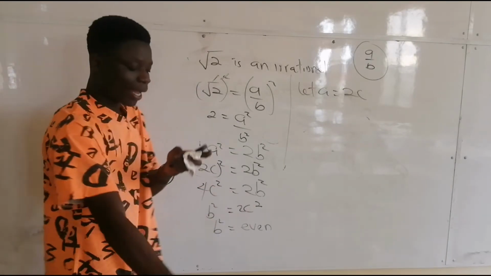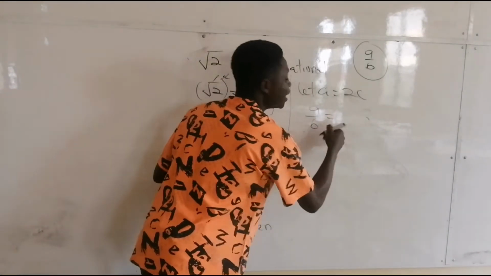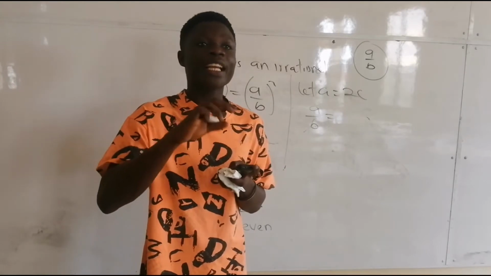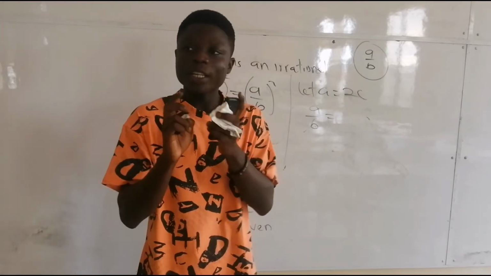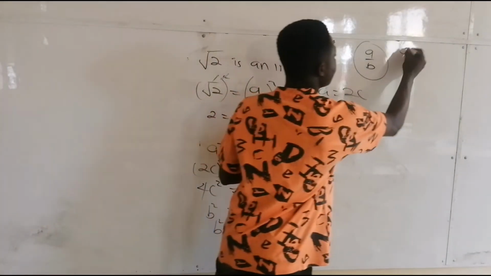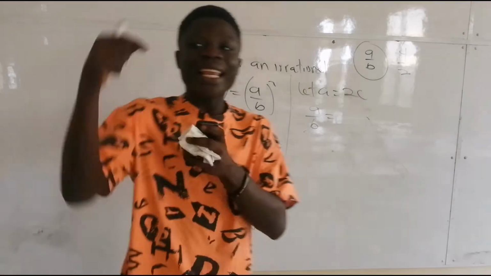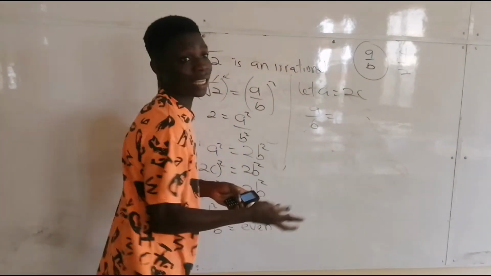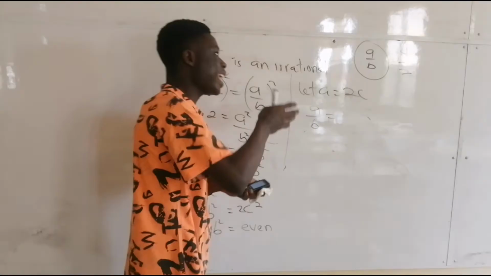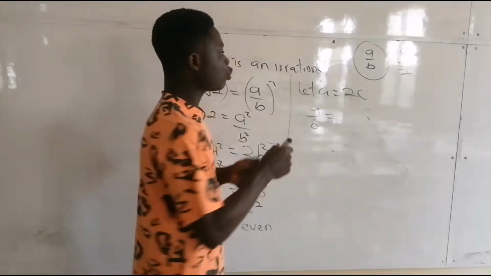So A is an even number and what? B also is an even number. Therefore, A over B is not in its least form. Now, before a number becomes an irrational number, it must be in its least form. For rational numbers, it's not in the least form. So, for example, 4 over 2 is a rational number, right? But with irrational numbers, it must be in its least form. So, since A is an even number and B also is an even number, therefore A over B is not in the least form, therefore this is an irrational number.